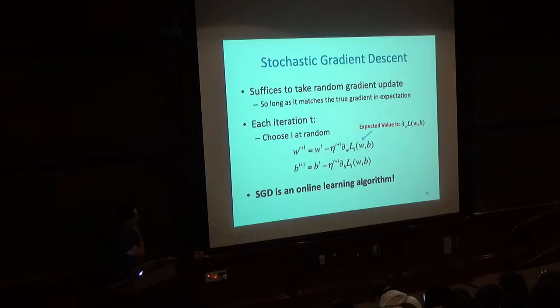And if you actually think about it, stochastic gradient descent is an online learning algorithm. We have this learning algorithm that's being fed a stream of data and making small updates as it's being fed this stream of data.